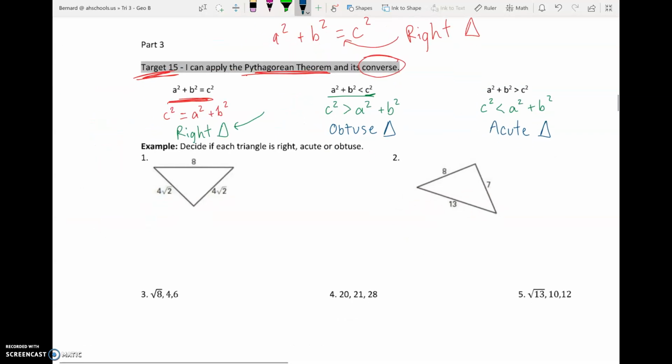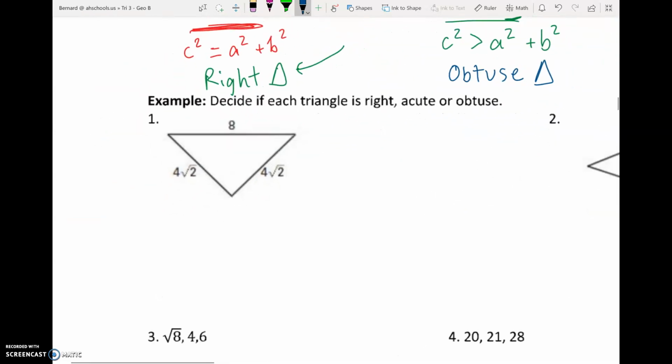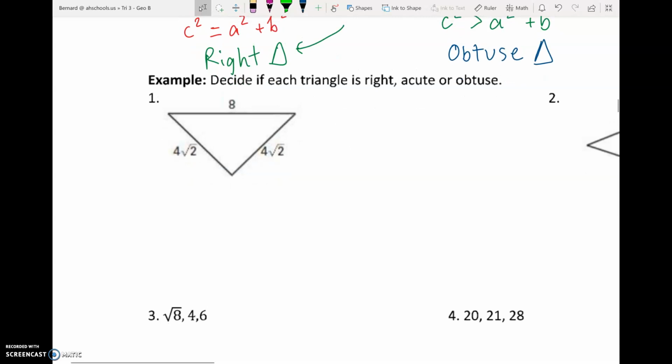So let's do some problems with this. Remember, our first goal is to figure out which thing is C. Remember, the crucial part here is C has to be the biggest side. And so we don't know about a right angle in these problems like we did in part 2 because we don't know if it's a right triangle. We're trying to decide if it's right, acute, or obtuse. And so C still needs to be the biggest side, but it's not as easy as just looking across the triangle from the 90-degree angle.